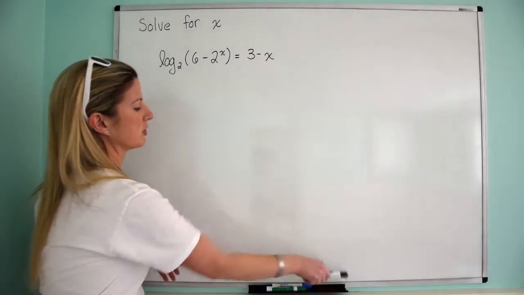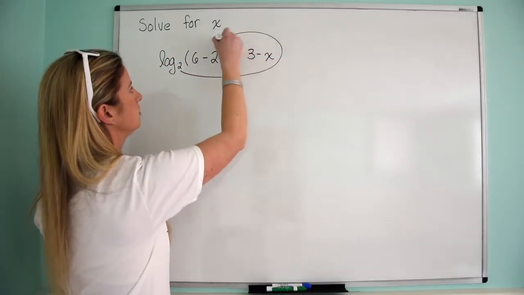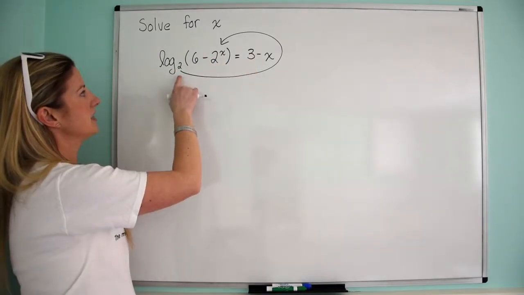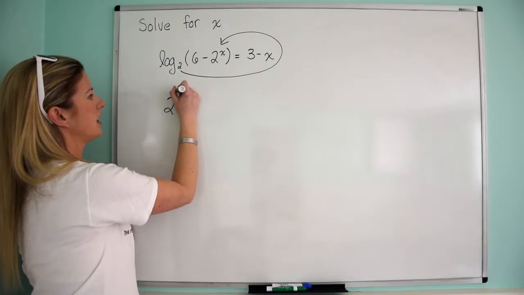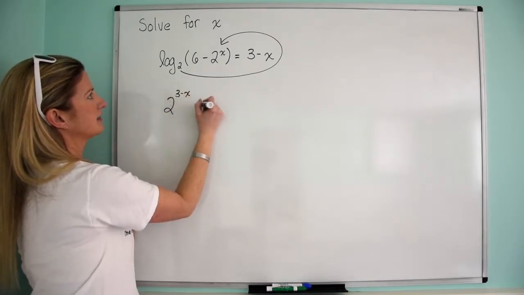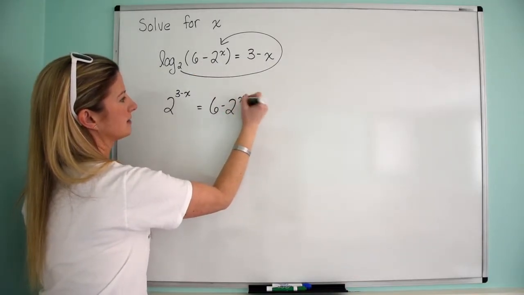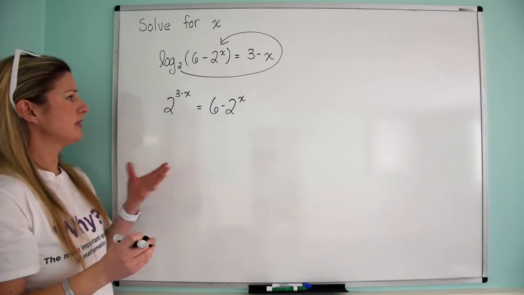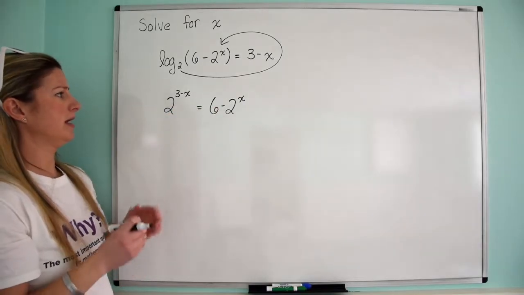So that's what we're going to do first. We're going to write it in exponential form. So as we know, we do our little loop-de-loop, and you've heard me say b to the y equals x, okay? And if we're going to write this in exponential form, we end up saying that it's 2 to the 3 minus x equals 6 minus 2 to the x. Perfect. All right, so now we still have an issue where x is in the exponent.